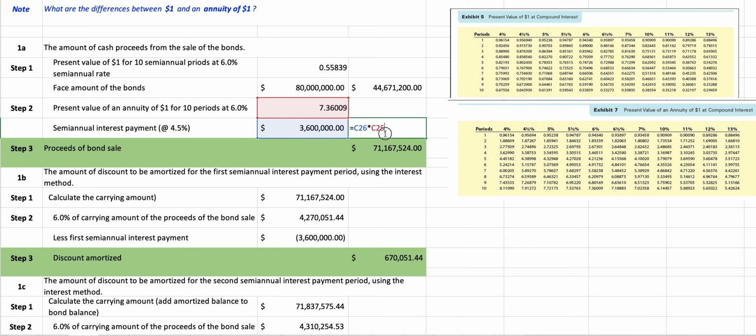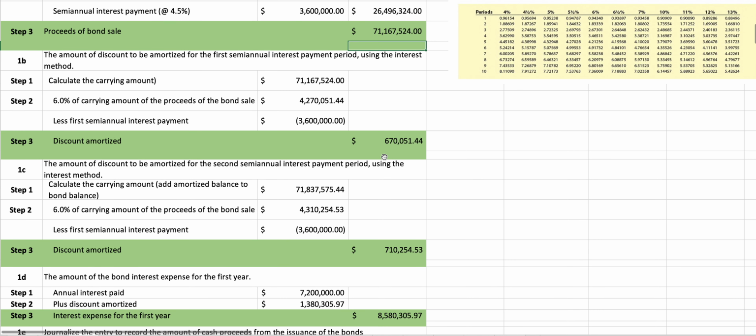Now my next step is to multiply my factor by the amount I'm paying in interest. And that gives me a present value of $26 million and some change. I can now add the present value of the face amount of the bonds and the present value of the interest payments together, and my cash proceeds from this bond sale is going to be $71 million.